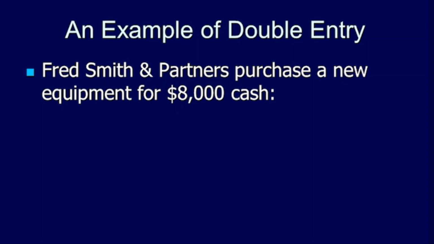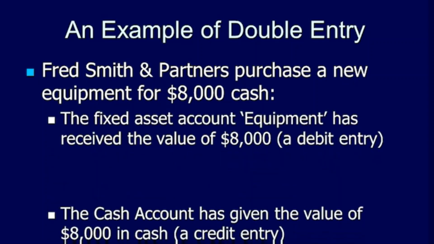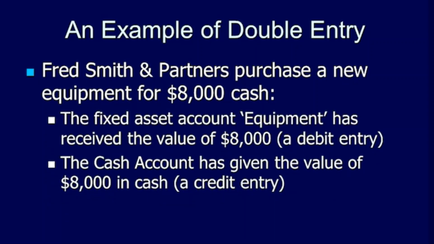cash account credit. If you remember the format of the T account, in the T account, value received is on the debit side, value given is on the credit side. In this example, the fixed asset account equipment has received the value of 8,000, resulting in a debit entry, value received. The cash account has given the value of 8,000 in cash, resulting in a credit entry, cash account credit.